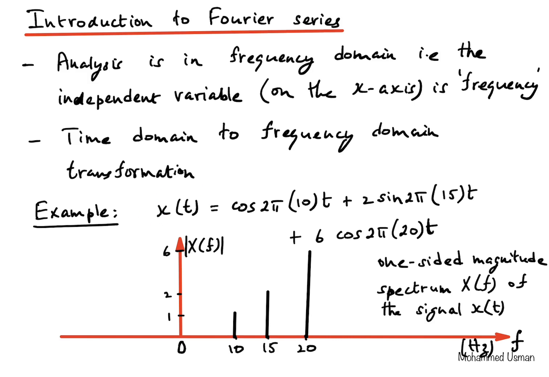When x of t is not a periodic signal, we will see that this spectrum is not discrete, but rather a continuous function of the frequency f. Now it is a discrete function of the frequency f. That is a property that you will observe for periodic signals. When the signal is periodic in the time domain, it is going to be discrete in the frequency domain, and the transformation that we perform to go from the time domain to the frequency domain for a periodic signal is referred to as the Fourier series.